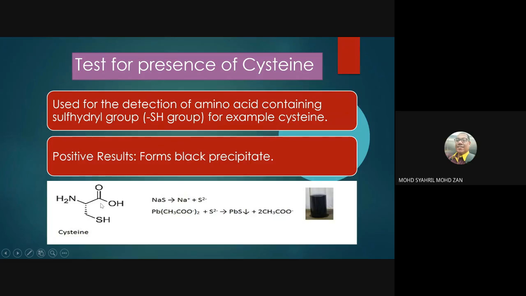Then what happens? This S will break off and become S2 negative, or sulfide ions. So what will this sulfide ion do? We capture it with lead, Pb. We use sodium plumbate. All the sulfide ions will combine with lead and form a black precipitate. That black precipitate is known as the indicator of the SH group. So the best example is using cysteine as the positive control. This is what the color looks like.